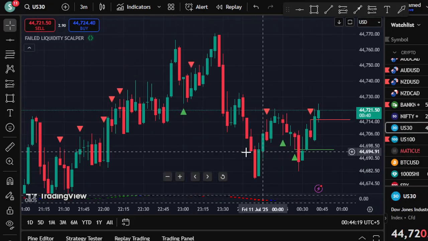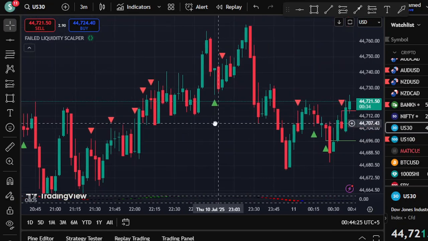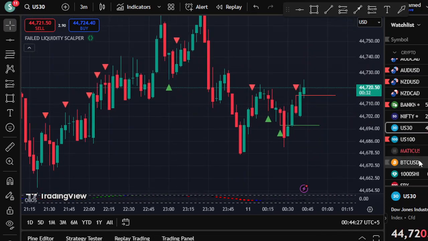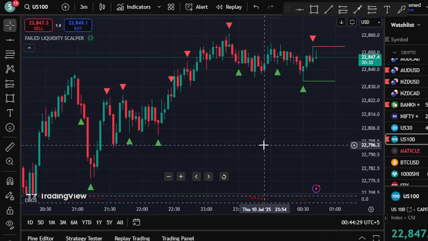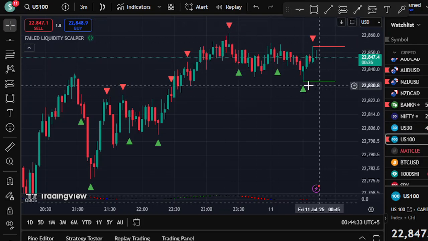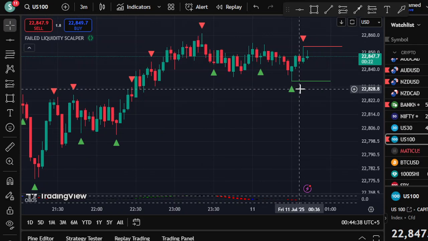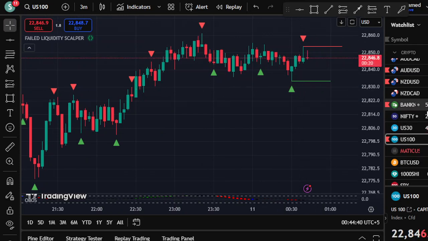Let's have a look at US 30 for the whole day. What happened? You can see it was going up because it was breaking the high of the signal candle. That is why it went up. Now the US 100, let's have a look. US 100 went up because it was breaking the highs. For example, now this is the signal, but the market has not broken the low of that candle, so we will not take any kind of sell.